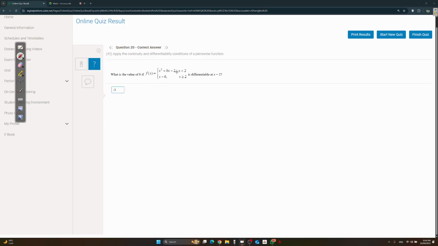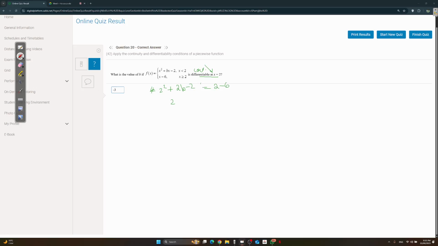Alright, at what value of b is it differentiable at x equals 2? Every time you get a question like this, they're basically asking you, check if it's continuous. That's the first condition. So, check x squared plus bx minus 2. For it to be continuous, substituting x here should give you the same answer as substituting x here, right? So that means 2 squared plus 2b minus 2 should be equal to 2 minus 6.